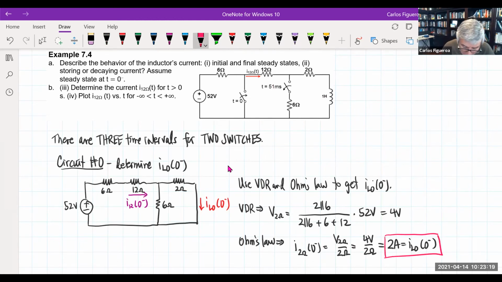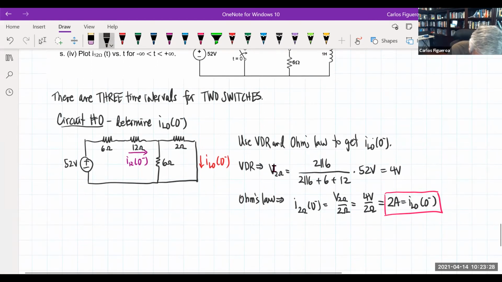Now, while we're here, I'm going to get the current across the 12 ohm resistor. I'm going to solve now for the current of the 12 ohm resistor, that guy right there. There are a couple of ways that we can do this. Let's look at KVL.